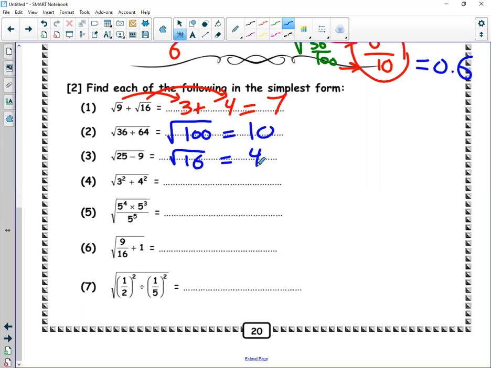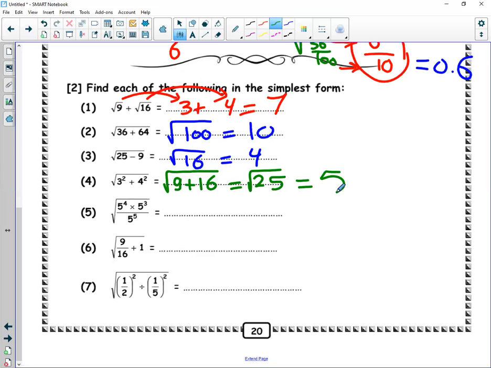Okay. Number 4, the square root of 3 power 2 plus 4 power 2. Firstly, we will find this value. 3 power 2 equals 9 and 4 power 2 equals 16, so it is the root of 25, which equals 5. Okay, number 5.